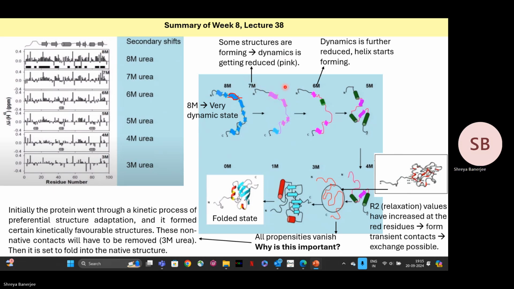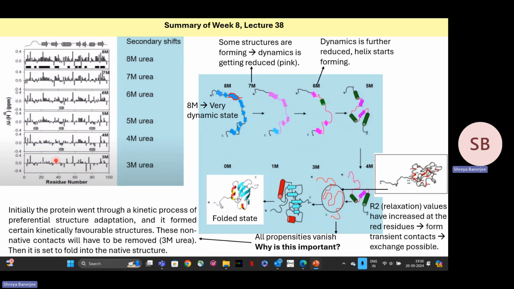Some structural contacts, van der Waals interactions, etc. are happening. Then when you go to 6 molar urea, a small section of residues are adopting a negative delta S. Negative delta S means they have a propensity to form a helix. So at 6 molar urea, this tube, that is the helix, is forming. And the dynamics, as always, is reducing. As you go to 5 molar urea, there are 3 stretches of amino acids where you have 3 helices forming, shown here. At 4 molar urea, there are 2 helices forming, again shown here.